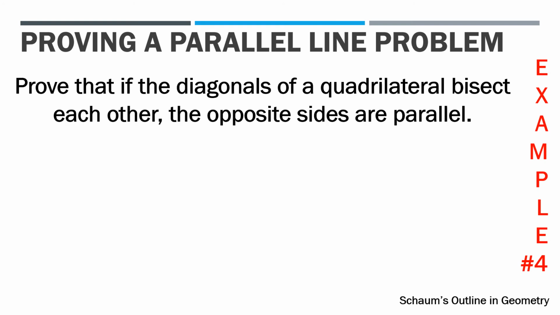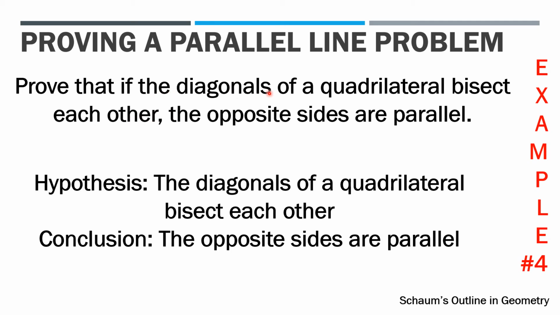Example number 4 wants us to prove that if the diagonals of a quadrilateral bisect each other, the opposite sides are parallel. The hypothesis of this geometrical statement is that the diagonals of a quadrilateral bisect each other, and the conclusion is that the opposite sides are parallel.